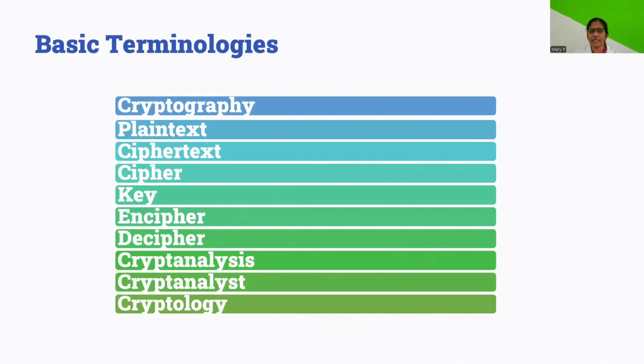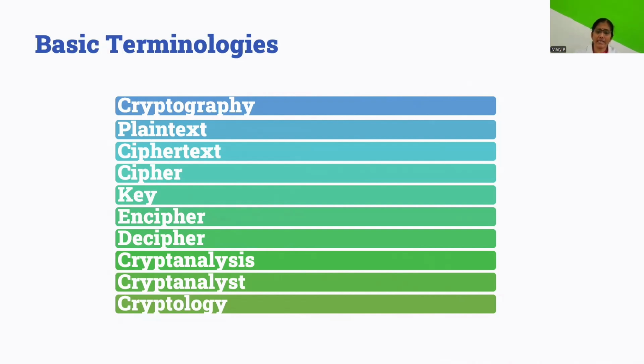The next one is decipher. Decipher is the process of converting the ciphertext into plain text using the cipher and key. In encryption also we use the cipher: plain text and key are used as the input to the algorithm, which converts the plain text into ciphertext. Similarly, for decipher, we use the cipher and key to convert the ciphertext into plain text.